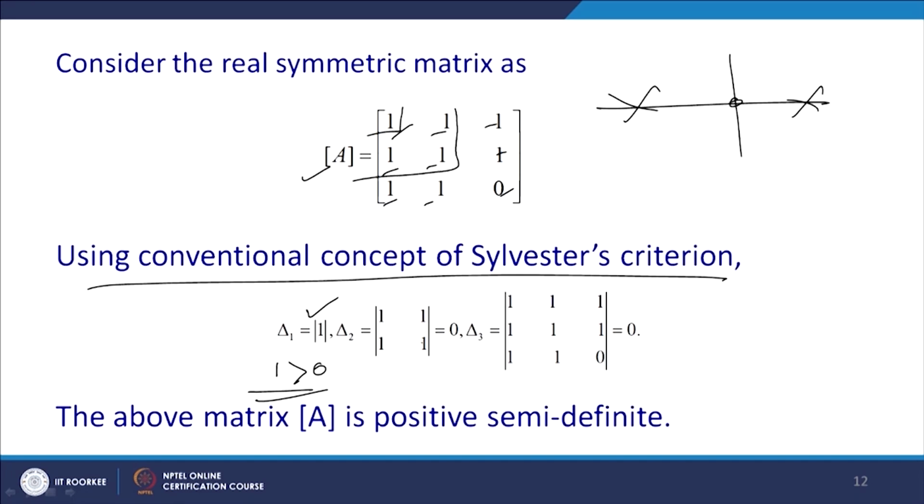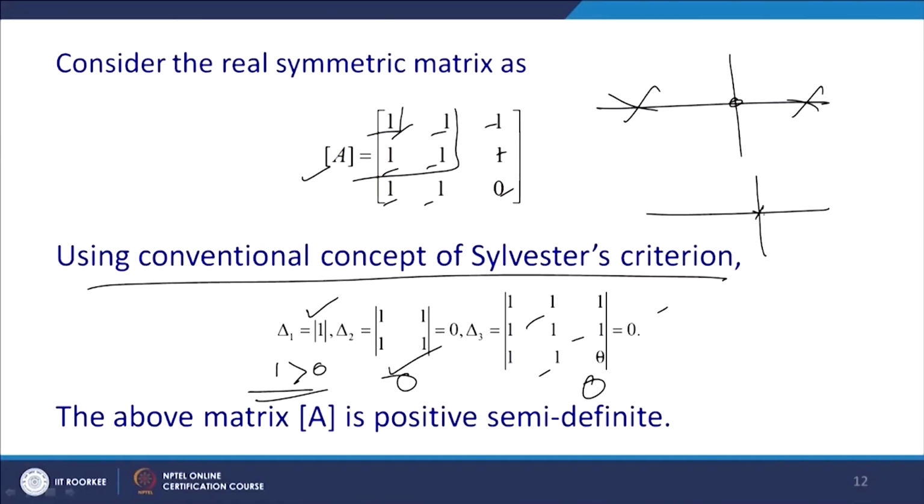For the second minor, we take 1 1, 1 1, so it is 0. And the third is the determinant of 1 1 1, 1 1 1, 1 1 0, which is also 0. So, 0, 0 and greater than 0. This is the condition of positive semi-definite. So, by means of this we have got the matrix A as a positive semi-definite matrix.